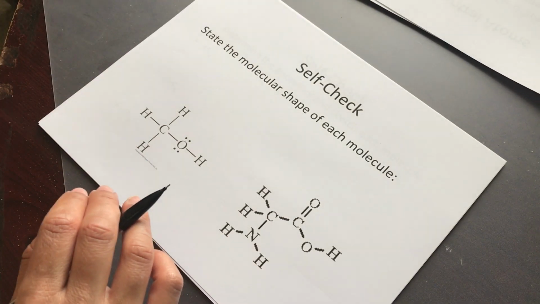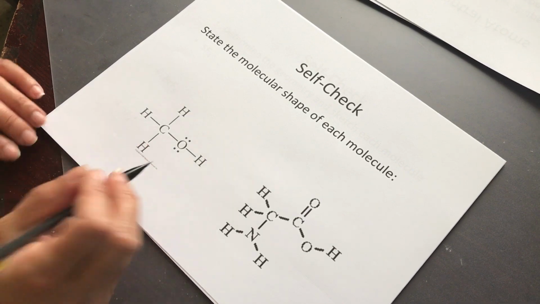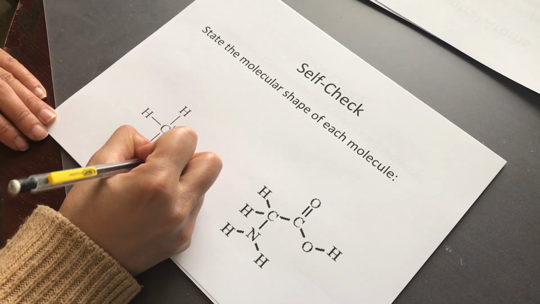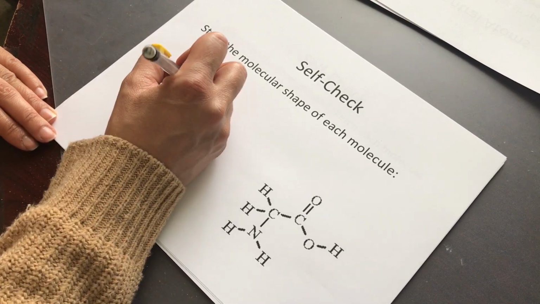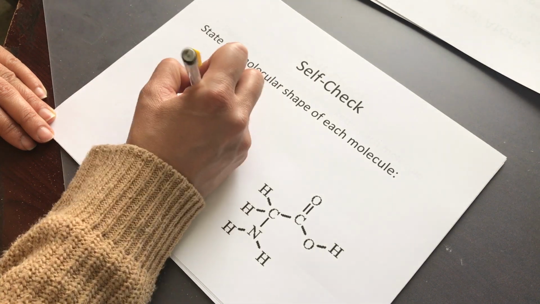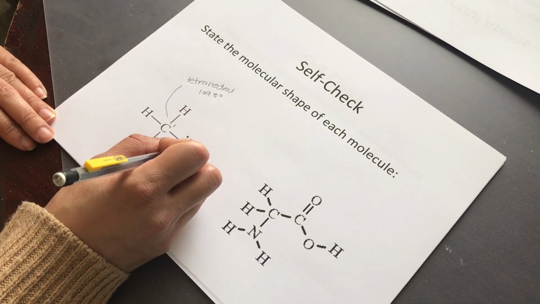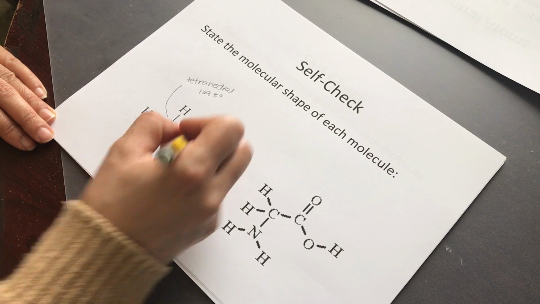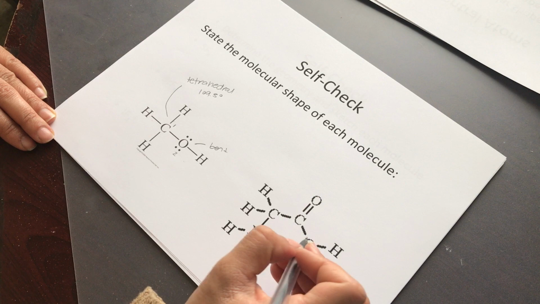So state the molecular shape of each molecule. So first, let's figure out how many central atoms I have. I have this carbon and this oxygen. So 1, 2, 3, 4, no lone pairs. This is tetrahedral. This has 2 bonds and then 2 lone pairs. This is bent. So these bonds are actually bent.